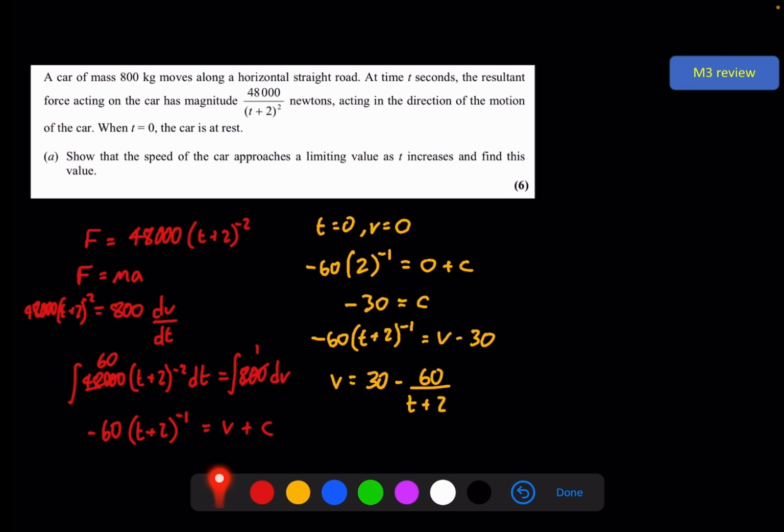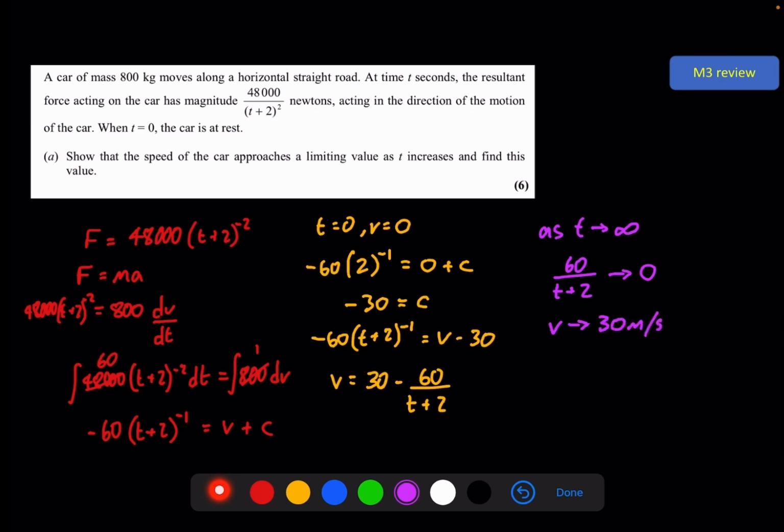The question wants us to find the speed of the car as t increases and it approaches a limiting value. And we can see that this happens because the t here is in the denominator, so as t increases, the 2 becomes less important. This number on the bottom of the fraction increases, so the fraction as a whole decreases as this becomes big enough. This becomes effectively 0, and the limiting value is just this value here, 30. So as t tends to infinity, 60 over t plus 2 tends to 0, therefore v tends to 30 meters per second.